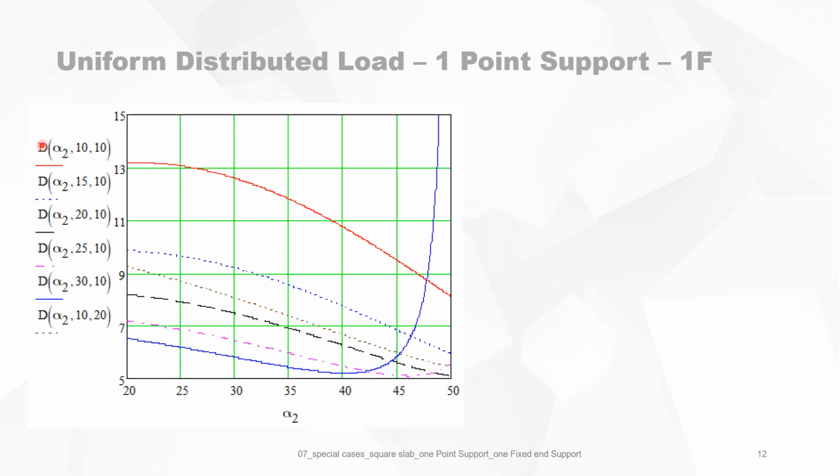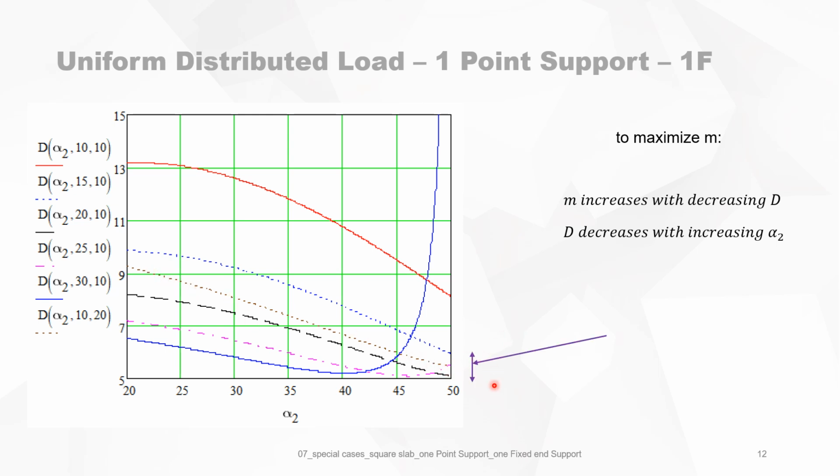M is E over D, so it means that M increases with decreasing D, and D decreases with increasing alpha 2. So now alpha 2 must increase to make M maximum. E was the opposite, but this is more determining. And you see that alpha 2 between 20 and 50 degrees, alpha 3 between 20 and 25, and alpha 4 between 0 and 20. This is an assumption that we find the maximum within this region.